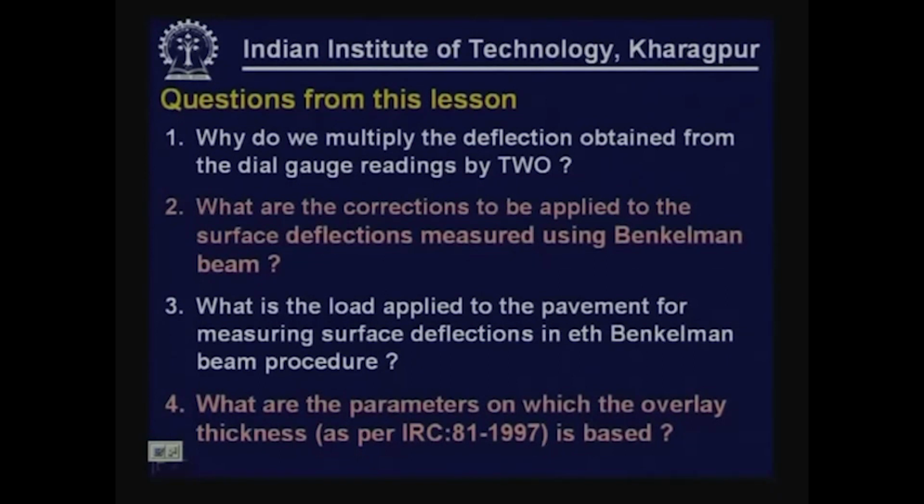What are the corrections to be applied to the surface deflections measured using Benkelman beam? We have to apply temperature correction so that it corresponds to a standard temperature of 35 degrees centigrade. We also have to apply seasonal correction on the basis of the moisture content that we obtain, so that the deflection corresponds to the worst condition.